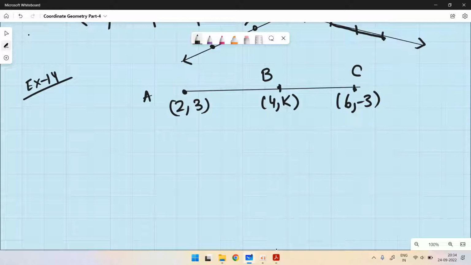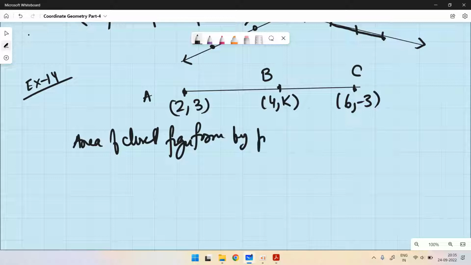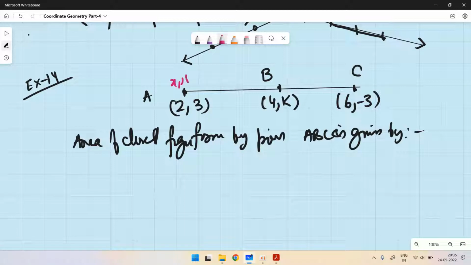To make these points collinear, the area of the triangle, the area of the closed figure formed by these three points, should be 0 because they are in a straight line. So the area of the closed figure formed by points A, B, C is given by this formula. This is x1 y1, this is x2 y2 and this is x3 y3.